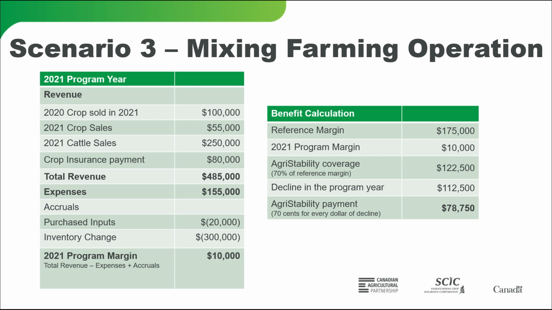$112,500. AgriStability pays 70 cents for every dollar of decline. A check was written to this producer for $78,750.